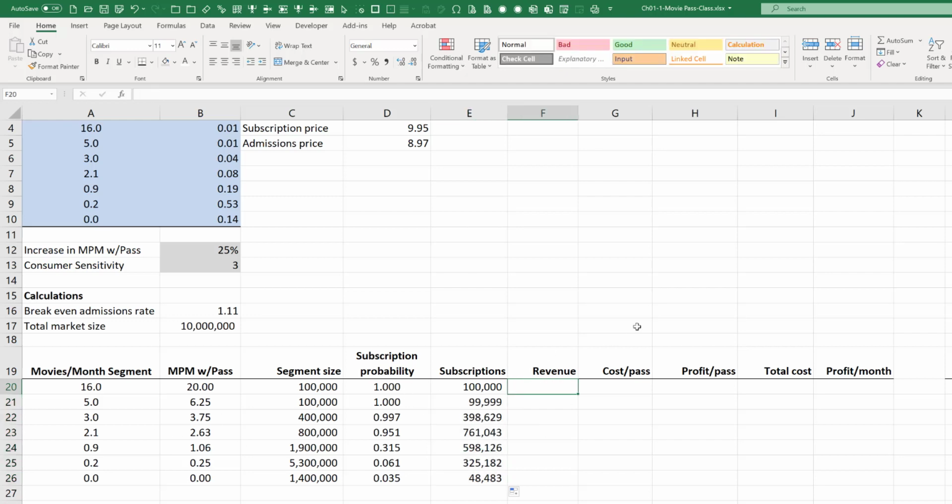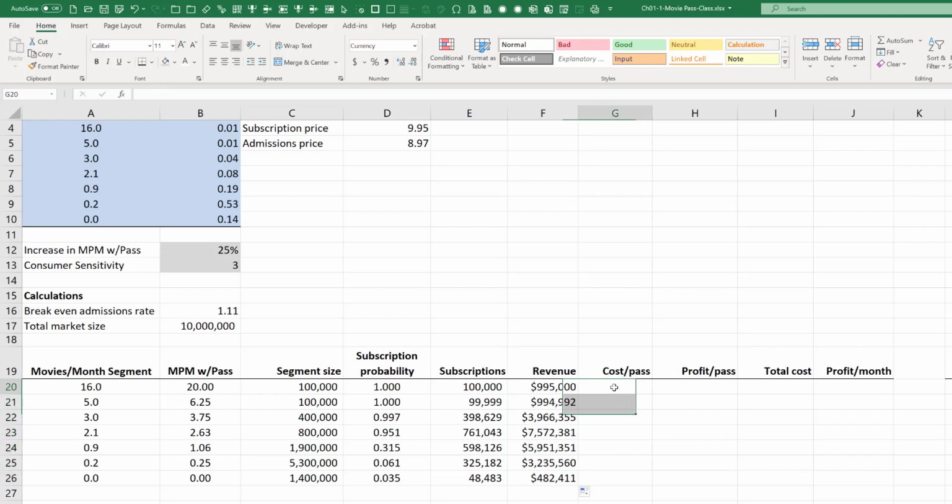So from each segment, then the revenue is the number of subscriptions we have multiplied by the subscription price. Okay. So that is the revenue coming in for that segment. Okay.